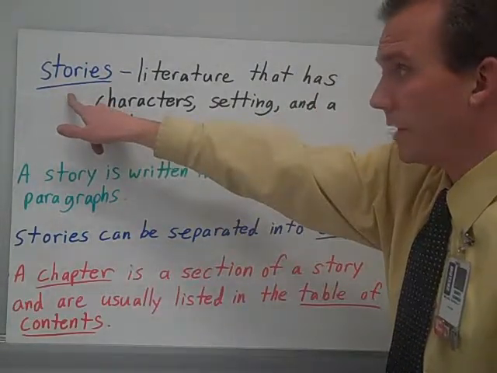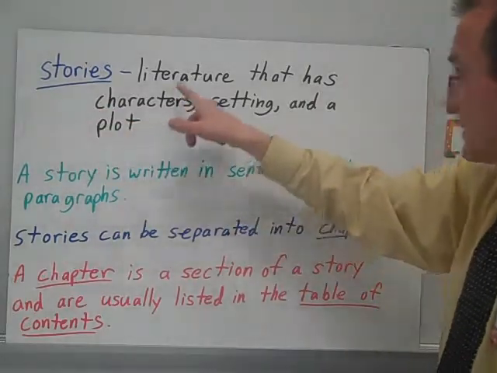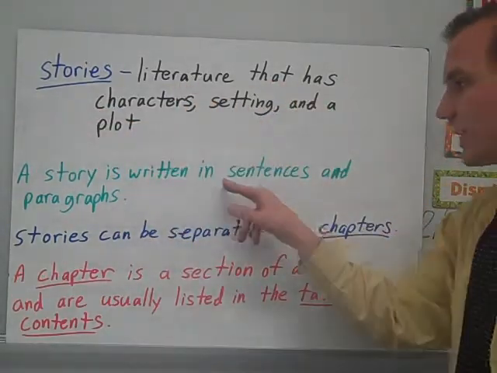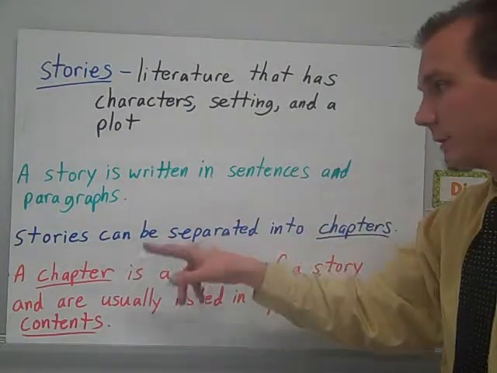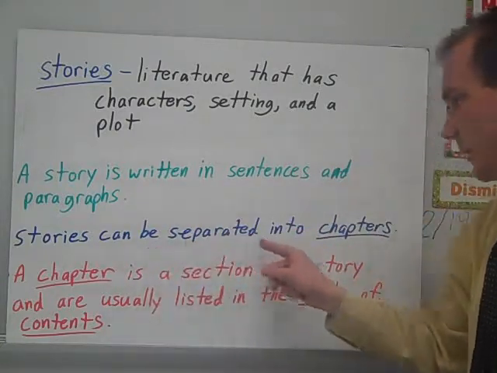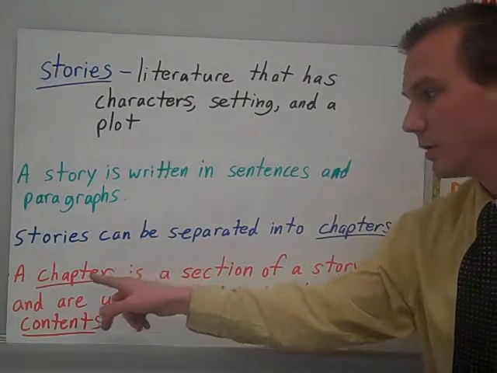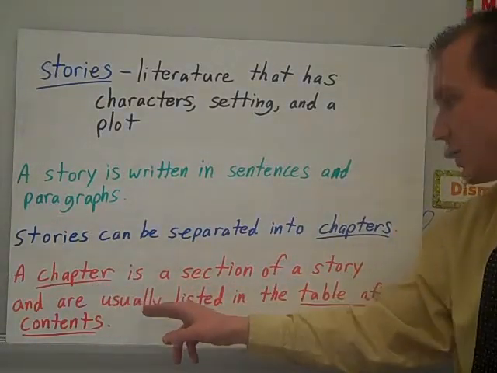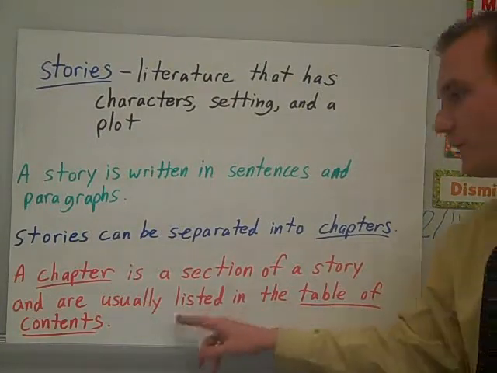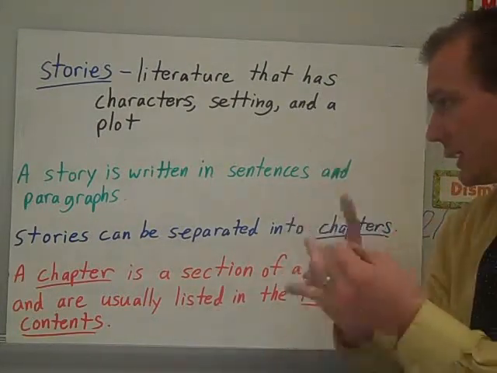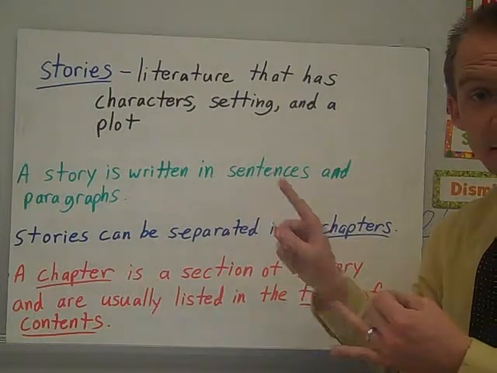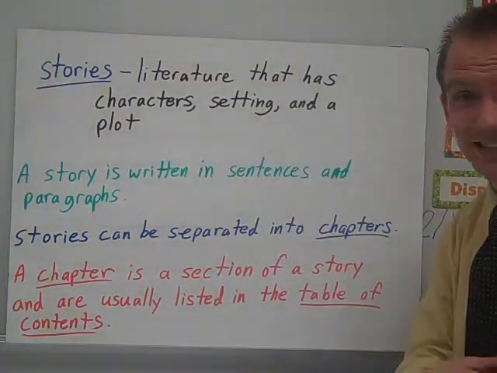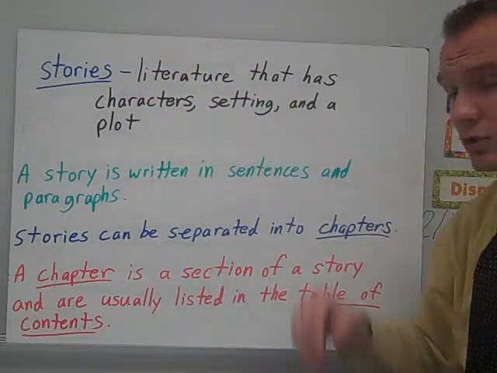Stories, our most common kind, the one that we're most used to, is literature that has characters, setting, and a plot. A story is written in sentences and paragraphs. Stories can be separated into chapters. A chapter is a section of a story and is usually listed in the table of contents. So you're looking for chapters, sentences and paragraphs, setting, characters, plot. All of those lead to the indication that it's a story.